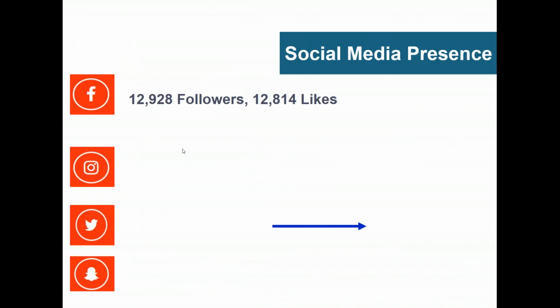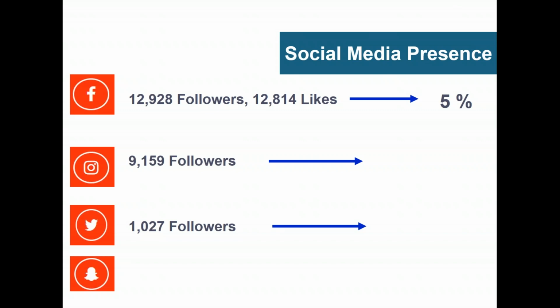On Facebook, we have over 12,000 followers and likes. On Twitter, we're at over 1,000, which is pretty good since we haven't had the account very long, I think a year, maybe 15 months max. In the past 3 months, Facebook has grown 5%. We're going a little out of order. Instagram, we have over 9,000 followers, and that grew about 23% within the 3 months.